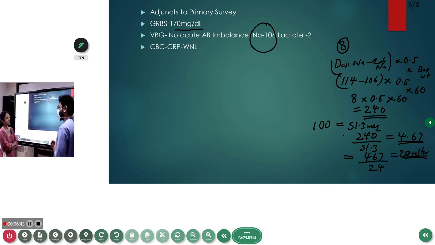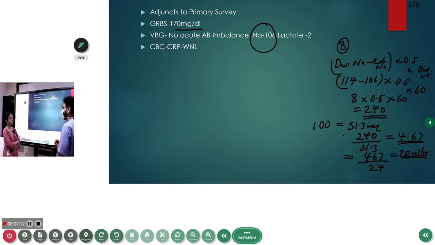Okay. You also did a CBC and CRP. So should we wait for the next 24 hours for the next sodium? No, we will check sodium every 6 hourly, and according to that we will either hike up or tighten up. Why are we checking every 6 hours? Overcorrection can lead to osmotic demyelination syndrome. So in order to prevent that, we should check.